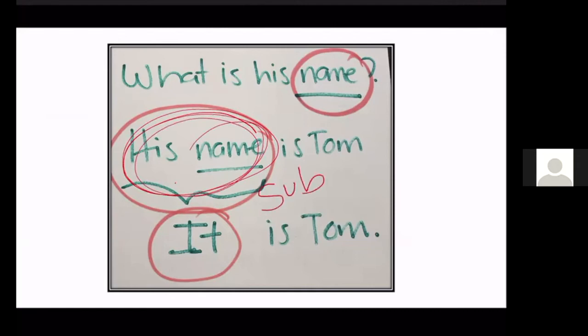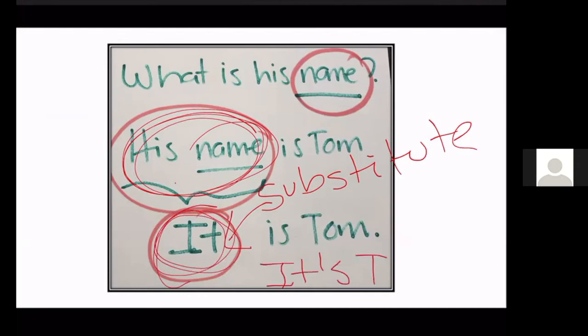substitute for it. It is Tom or it's Tom. Okay. What's his name or what is his name? His name is Tom. His name, we substitute for it. It's Tom. It's Tom. Short answer. What's his name? It's Tom. What's her name? It's Mary. What's his name? It's Minor. What's her name? It's Lila. Okay?